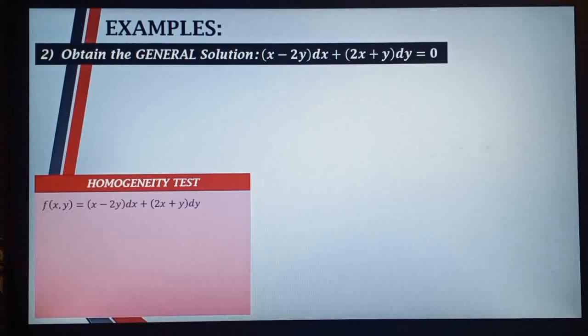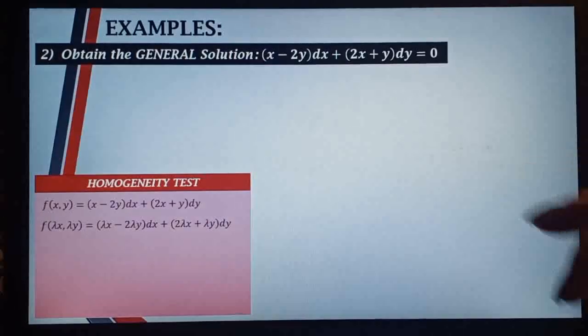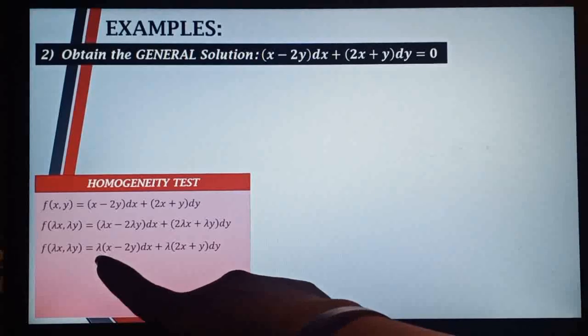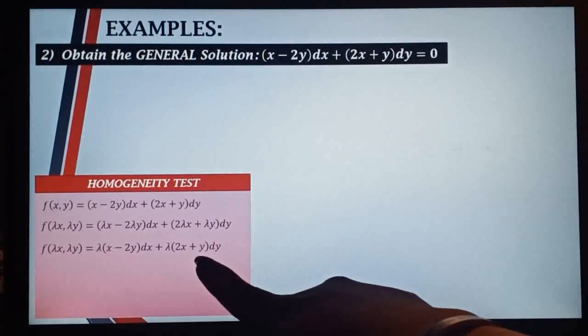We have the equation, the quantity of x minus 2y dx plus the quantity of 2x plus y dy. Papalitan natin ngayon ng lambda x and lambda y. So you will now have lambda x minus 2 lambda y multiplied to dx plus 2 lambda x plus lambda y multiplied to dy. You will notice that all terms has lambda. So, pwede nating i-factor out si lambda in both sides. So, that will be lambda multiplied to x minus 2y dx plus the lambda multiplied to 2x plus y dy.